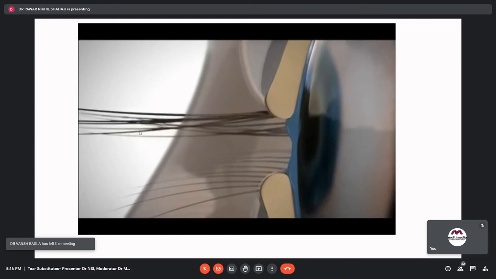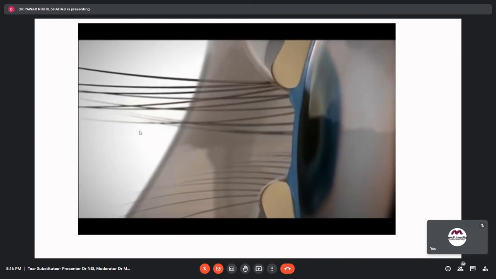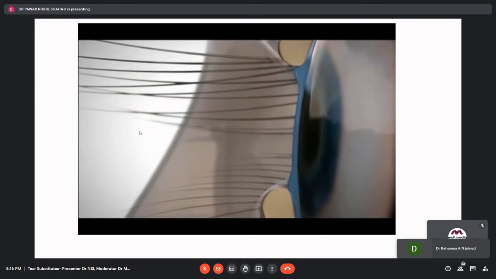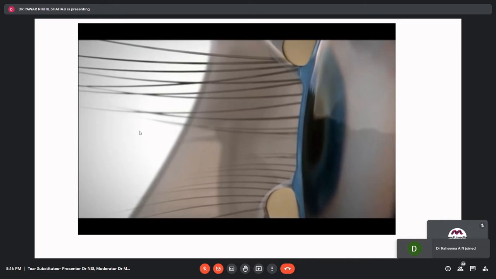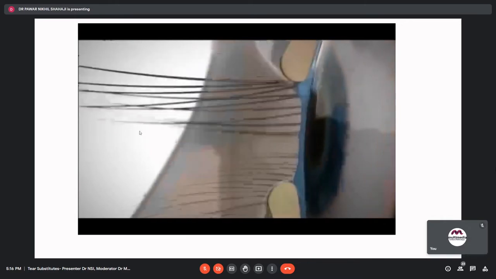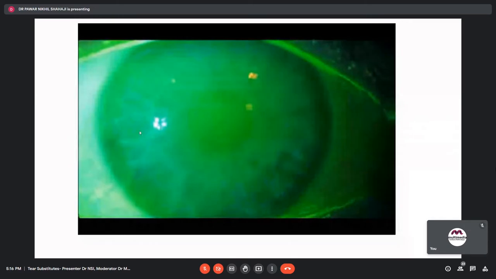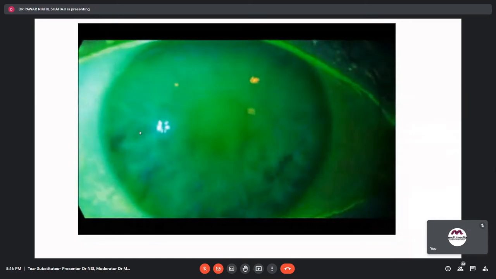Within milliseconds of the lid's passage, the tear layer reforms in both structure and function, the energy of the blink harmlessly dissipating. If tears break up too quickly, the mucins no longer function adequately to sustain tear layer cohesion and surface protection. This may be observed clinically as areas of rapid fluorescein breakup.